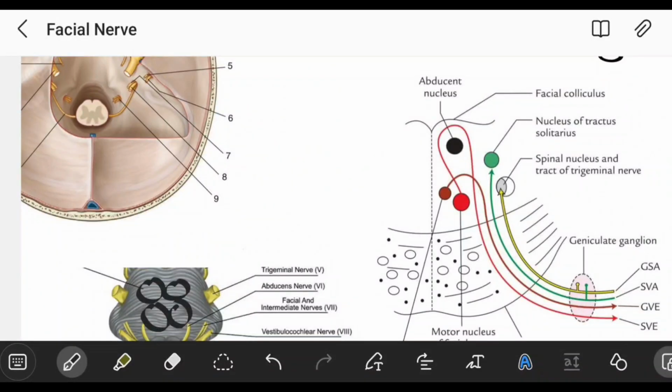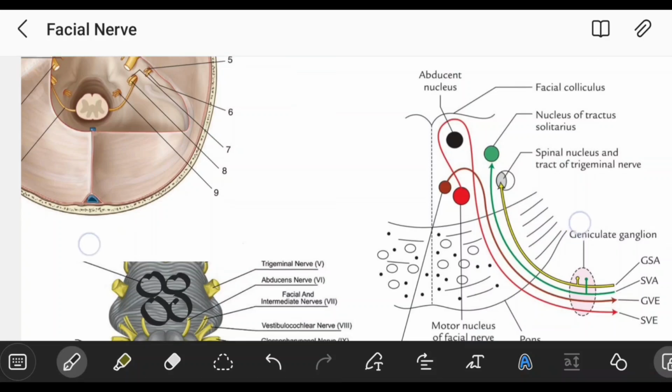Welcome to Medulla channel. Our topic for today is the facial nerve. The facial nerve is also called the seventh cranial nerve. So without further delay, let's start the topic.